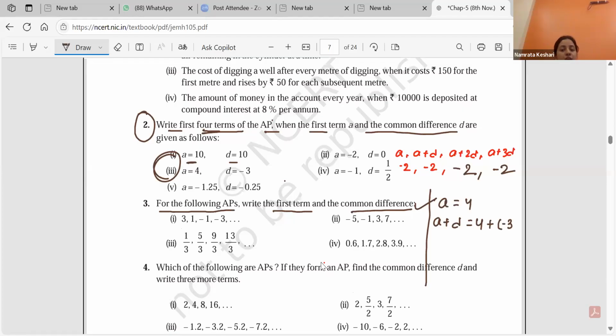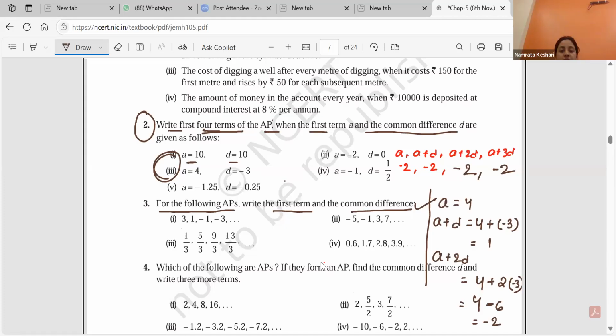If you do it this way, you will get just 1. Next one is A plus 2D. Your A is 4, and 2D means 2 times your D, which is minus 3. You will get 4 minus 6, that means minus 2. Getting it?